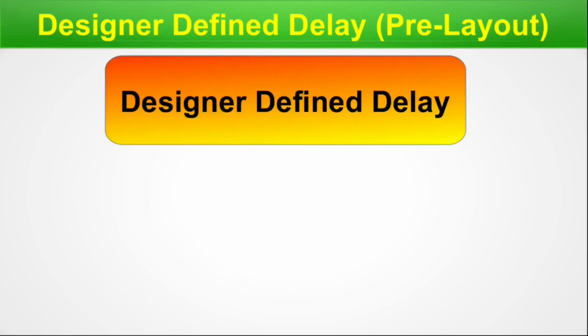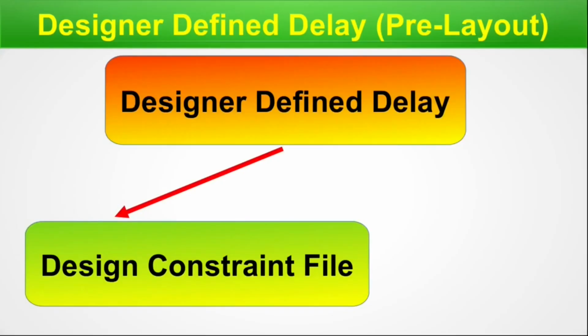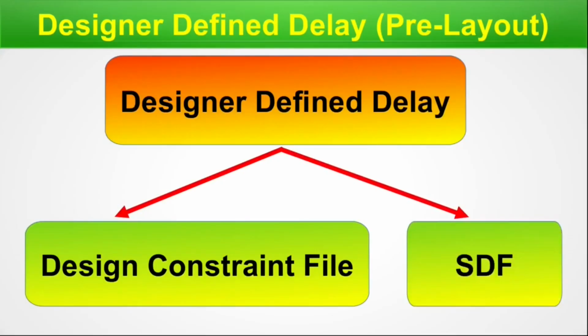Let's move on. Designer-defined delay. In the last slide, we talked about the wire load model. Now let us see how and where a designer can put these delays to feed them into the STA engine. The designer-defined delay can be fed, first, into the design constraint file, and second, into the SDF file. We have already talked about all the inputs and outputs in STA, and there I touched base on these two files as inputs. These two are text files, and the designer can include his defined delay into them. So manually these can be entered also.